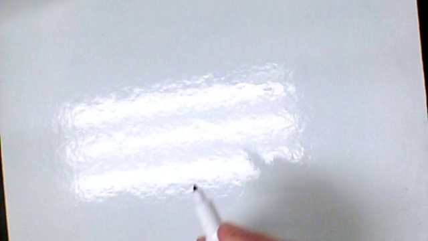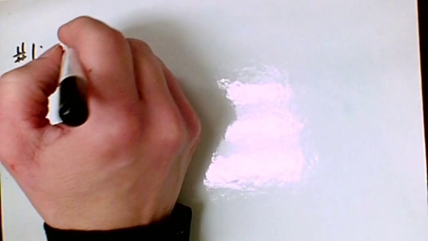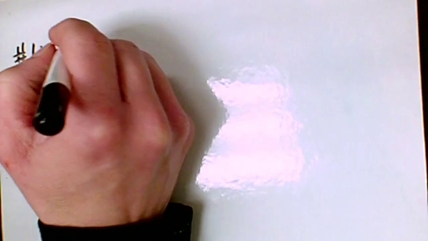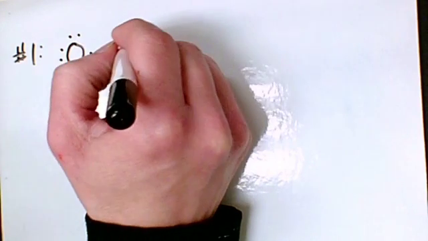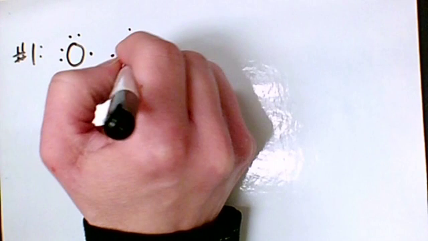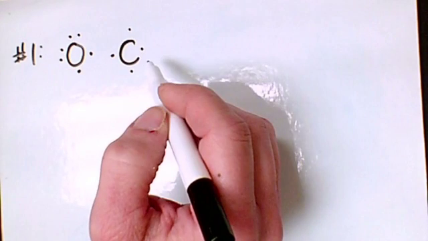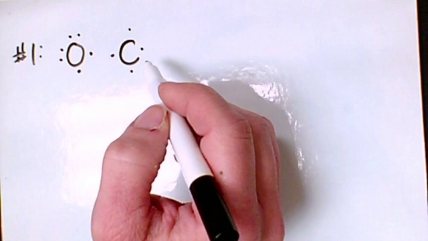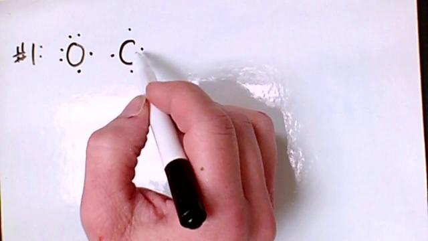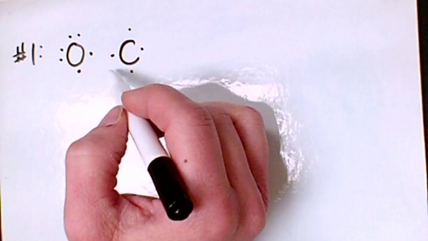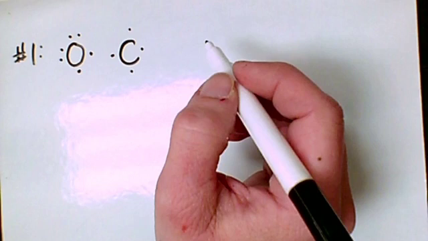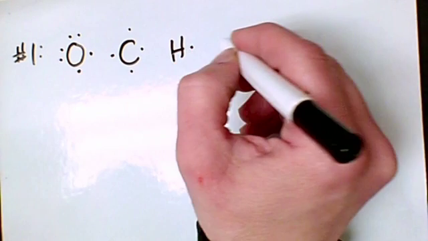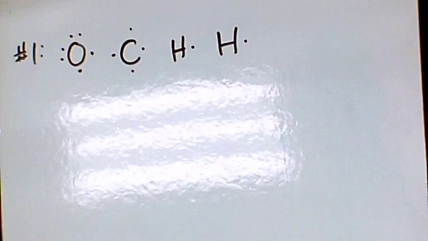So step 1, I'm going to write those symbols. So oxygen, carbon. Now notice for the carbon, the sp orbitals are hybridized. So what I have done is I have spread these out instead of putting the 2s electrons together. And then hydrogen like that.